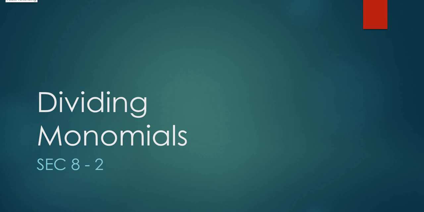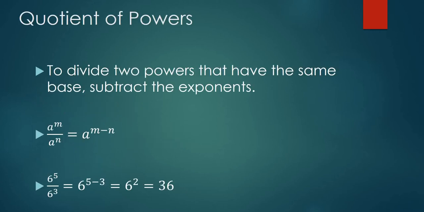Section 8.2 is dividing monomials, so we're going to learn some more rules about exponents today. Add to our list. The first one is the quotient of powers. We did products the last time in 8.1. Now we're doing quotients, or division.